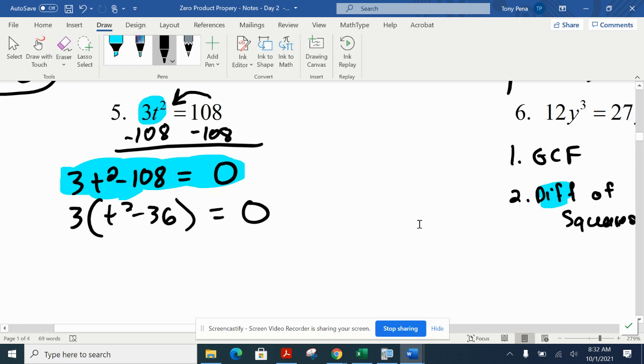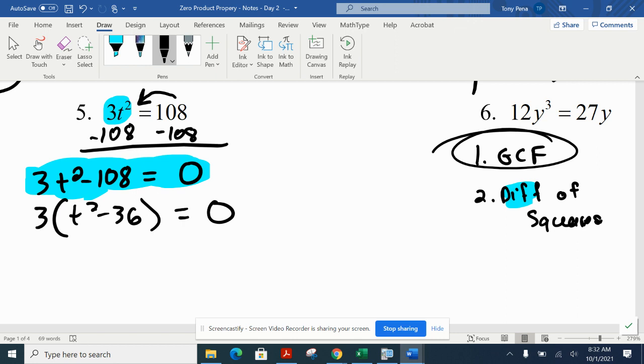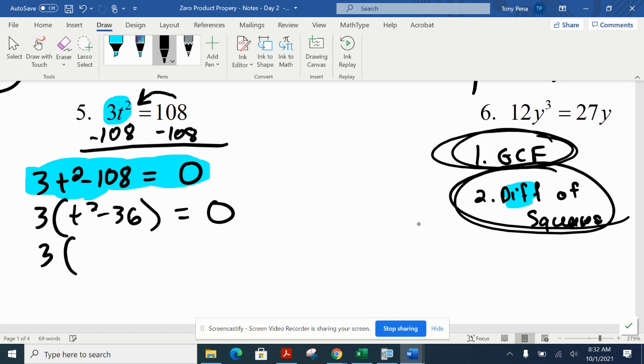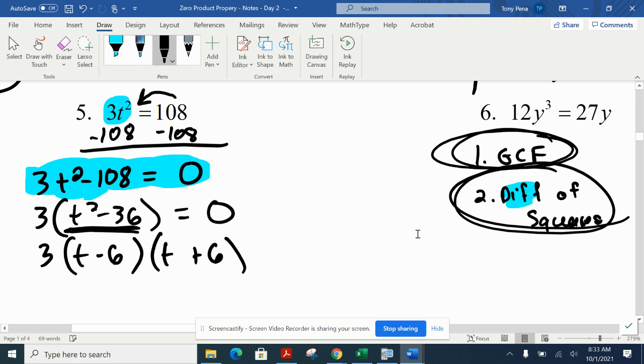Same steps we would have followed over here. We do have a GCF of 3. We now look to see if this is a difference of squares. Hopefully we're getting better at recognizing that this is a difference of squares. So Julia, how would this guy factor further? Good. T minus 6, t plus 6, that's equal to a 0.